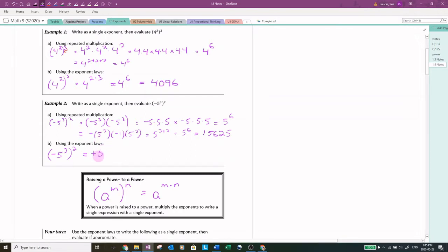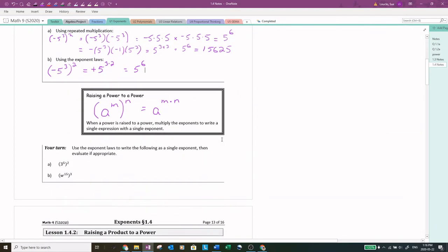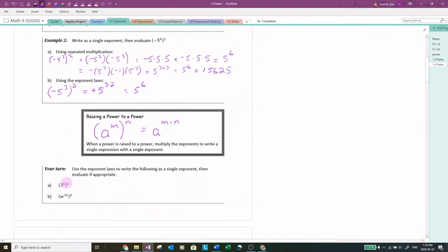And then it's going to be 5 to the 3 times 2, which is going to be 5 to the power of 6. Okay, your turn. Give that a shot, and then check your answers.